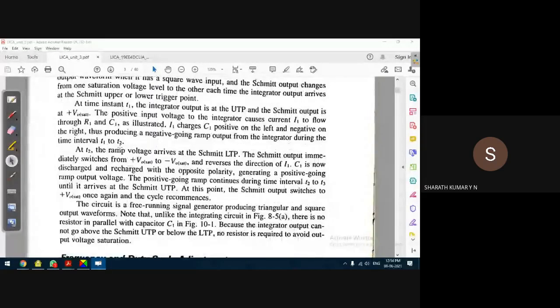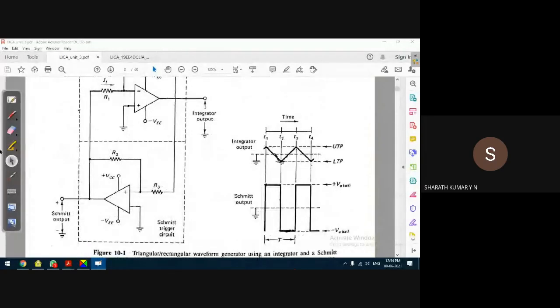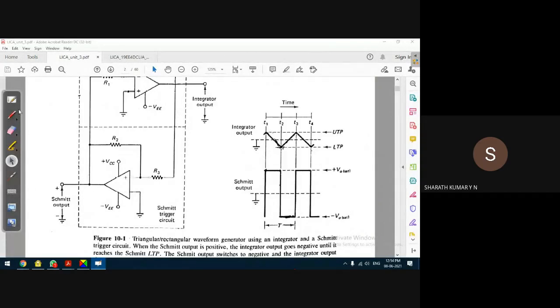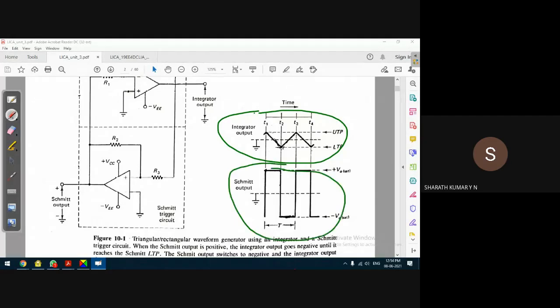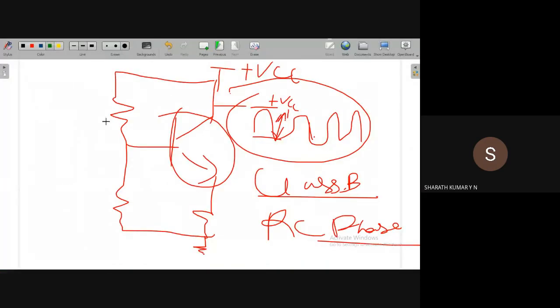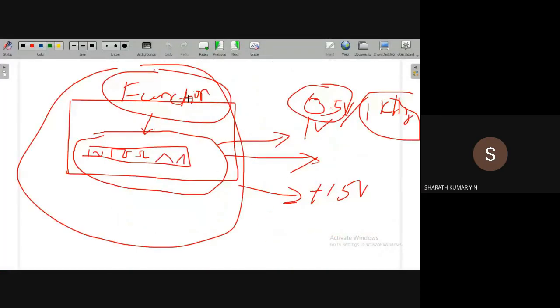Okay, yes. Now what we have understood is, using this circuit, we are generating two kinds of waveform. That is a triangular waveform using the integrator and a square waveform using a Schmitt trigger circuit. Next question is, guys, in the ADC lab we have seen signal generators. If you remember the signal generators, what are the parameters we can adjust?